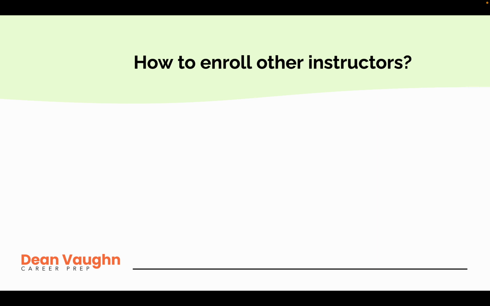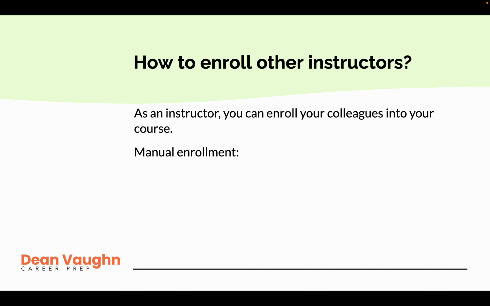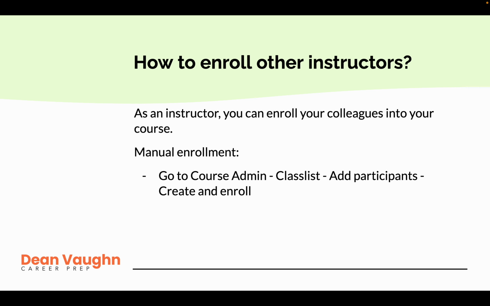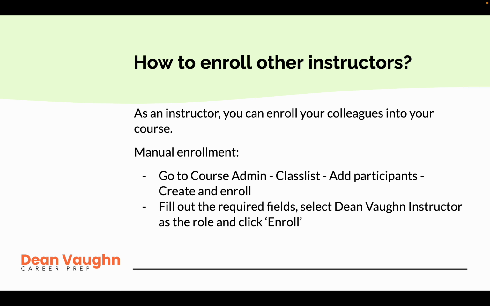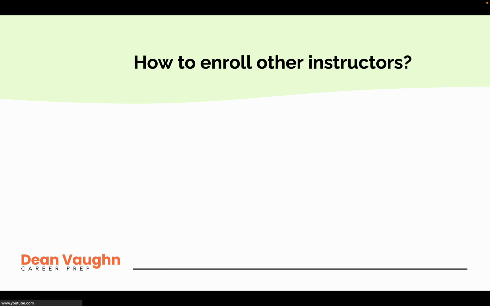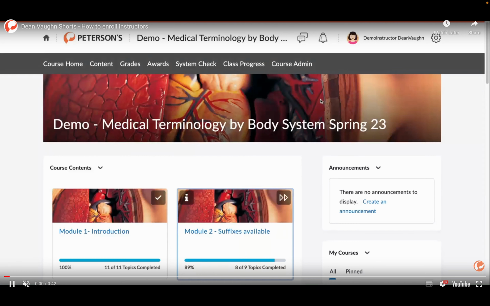Next, when you get access to your instructor account, you can also enroll other instructors. You can do that manually by going to Course Admin, Class List, Add Participants, Create and Enroll a New User. You should fill in the required information, select Dean Vaughn Instructor as the role, and then click Enroll. And once you've enrolled a new teacher, please make sure to share their login information with them. So here's a short video on that.